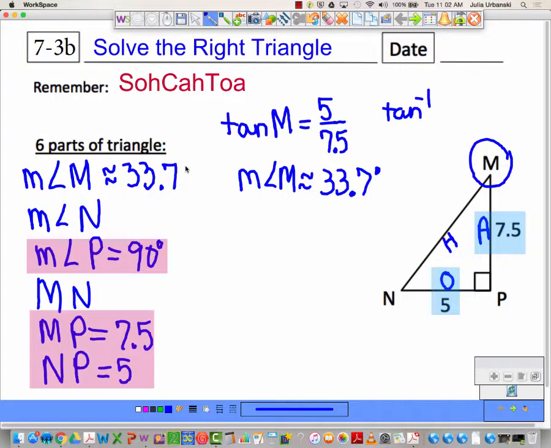Finding angle N is even easier than that. Before I tell you, does anybody have any idea? If angle M is 33.7, look at this triangle right here and tell me how could I find angle N? Easy.